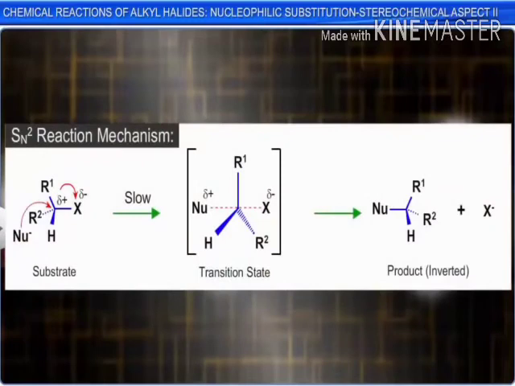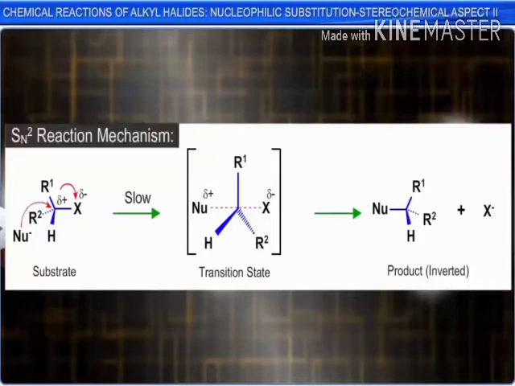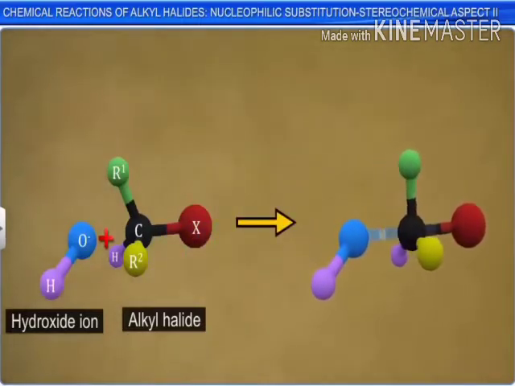Now, if the reaction conditions are extremely favorable for second-order kinetics, then the alkyl halides follow the Sn2 reaction mechanism. It's a concerted process. That is, it proceeds in a single step. Here, the nucleophile attacks from the direction opposite to that of the leaving group, which is also known as a backside attack. In this process, the displacement of the leaving group from the carbon atom of the substrate and the formation of a new bond with the nucleophile take place simultaneously.